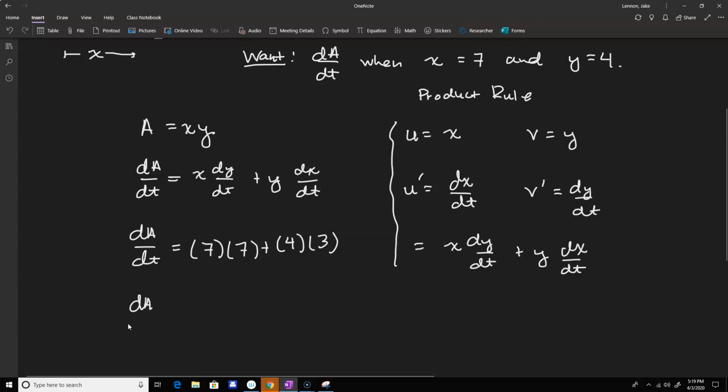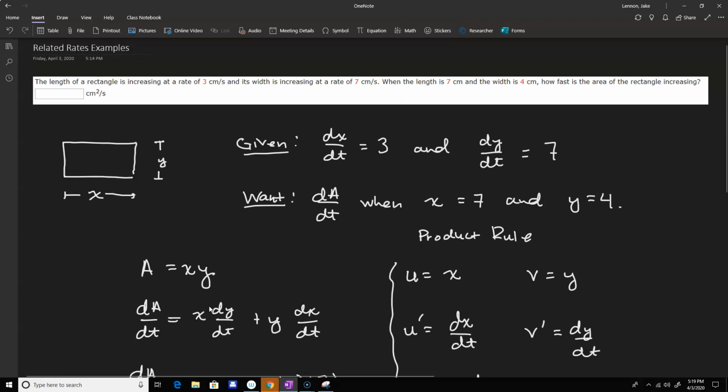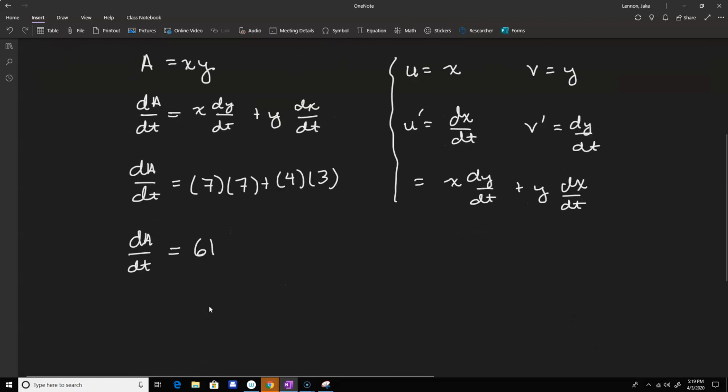So the rate of change of the area at that particular time is 61, and what were the units for this problem? Centimeters per second, so area is going to be centimeters squared, so the rate of change of the area is 61 centimeters squared per second. So that's our answer to this problem right here. And again, that rate of change of the area is going to fluctuate depending on the particular values of x and y that we include.